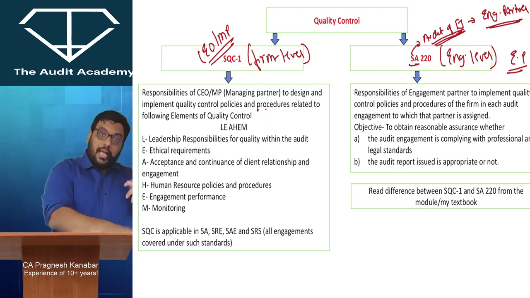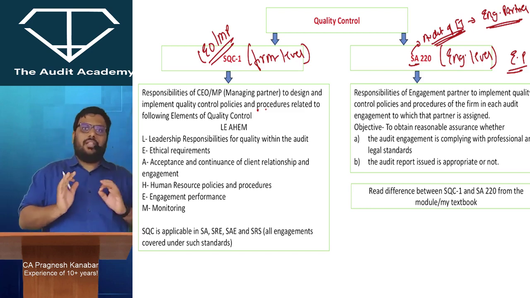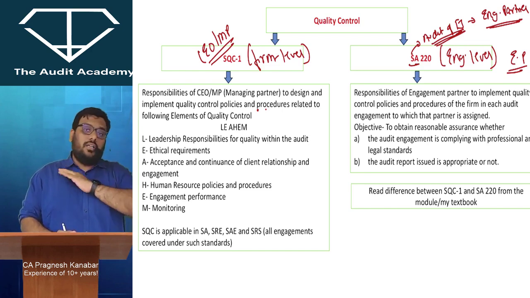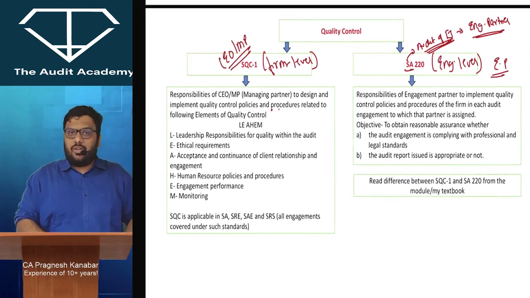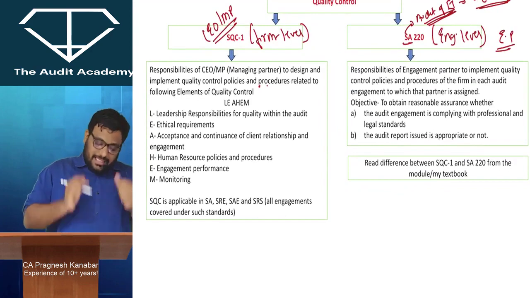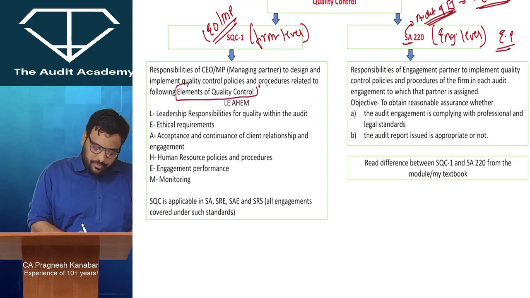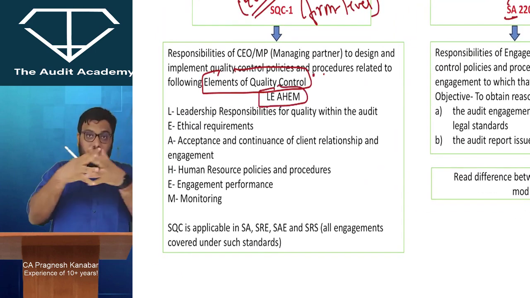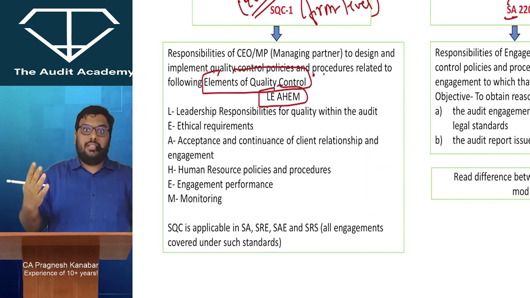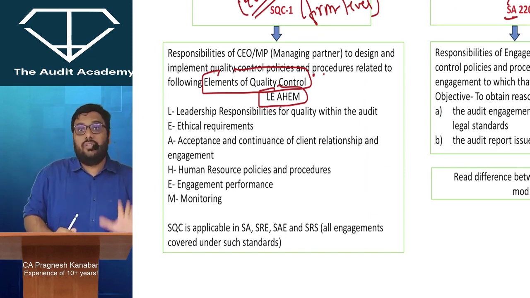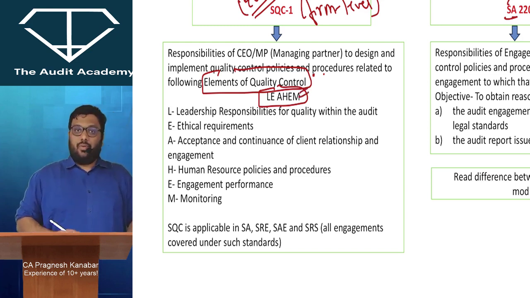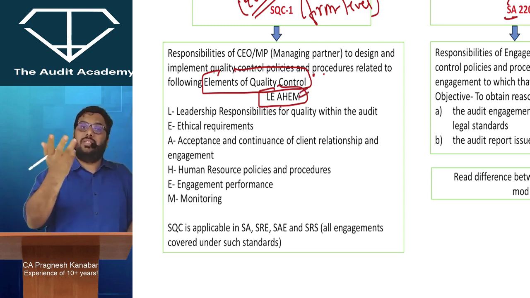All right. Now, how are you going to move ahead in this discussion? Let me tell you, if you hear me for about the next 120 seconds, the task is going to be very simple for you in this particular chapter. There are six elements of the quality control system. That means when these six elements come together, then the firm says, okay, this is our quality control system. Now, for these six elements, who will design the policies and procedures? The CEO and the managing partner.